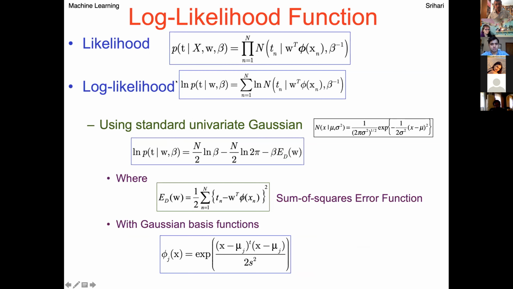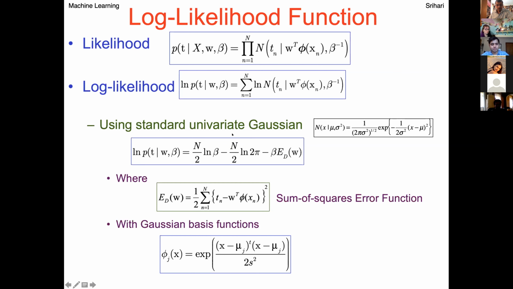Okay, why do we use log likelihood? When you take the logarithm of this likelihood, this product becomes a summation, and when we take the logarithm of a normal distribution, which is usually written as an exponential, the log and the exponential cancel out, and you get a very simple expression, which is what is being shown over here.